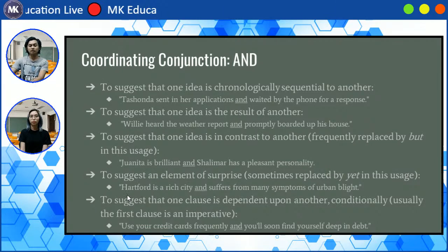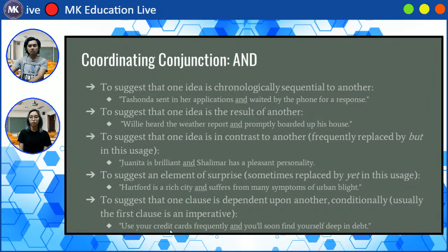Okay, so for example, Hartford is a rich city and suffers from many symptoms of urban blight or suffering. Blight means suffering. Okay, so and can be replaced with yet. Okay, so last of all, for the functions of and, to suggest that one clause is dependent upon another. Conditional. So that means without that second clause, the other clause could not be understood or cannot stand by itself.